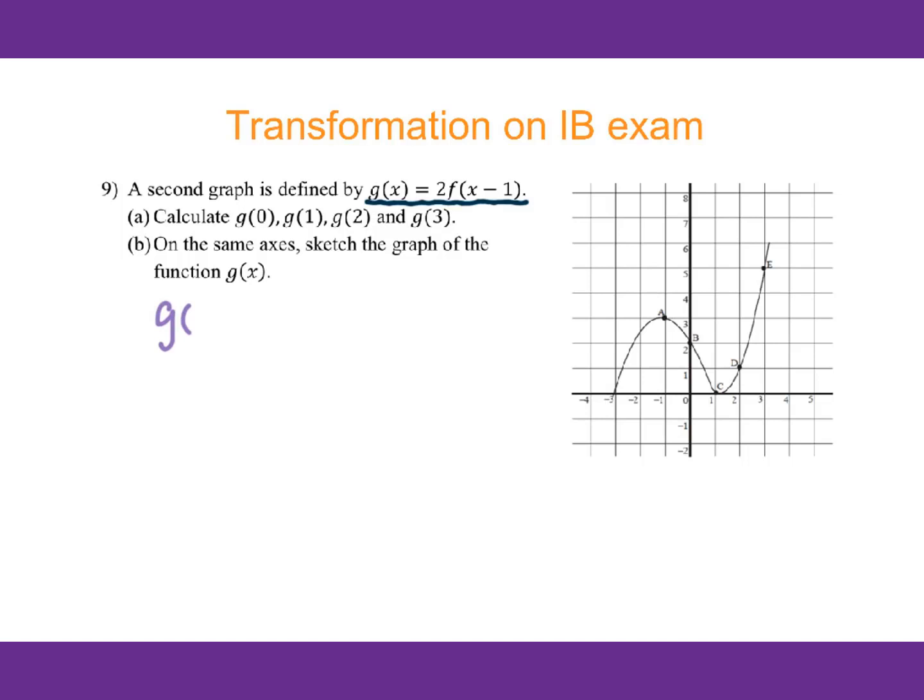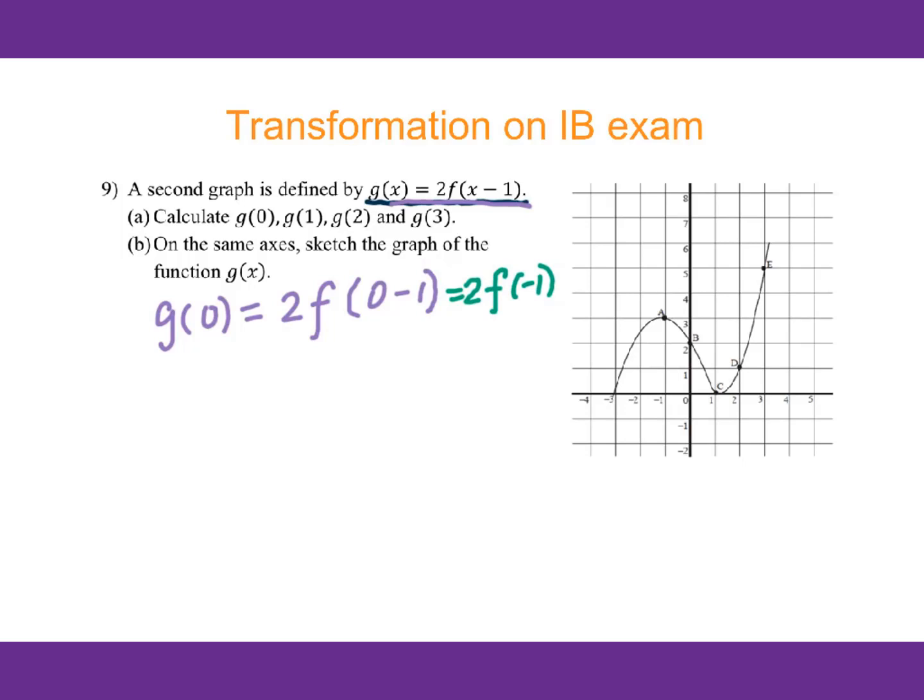So for g of 0, I can plug into this formula. For x, you have to turn it into 0. Therefore, I get 2f of 0 minus 1. Then you get 2f of negative 1.